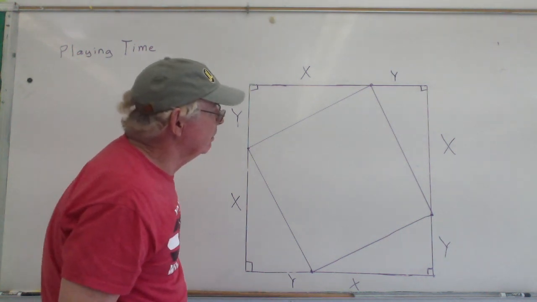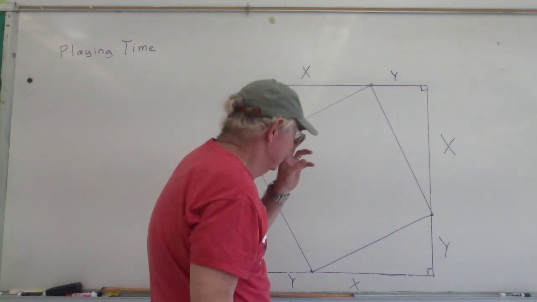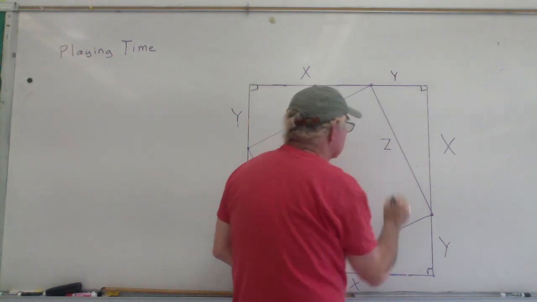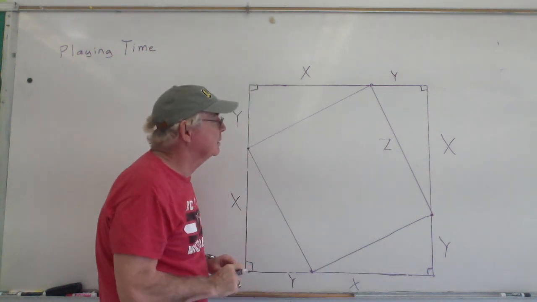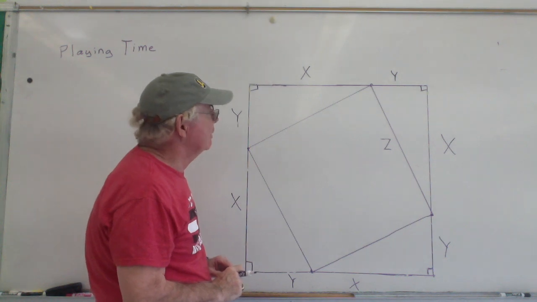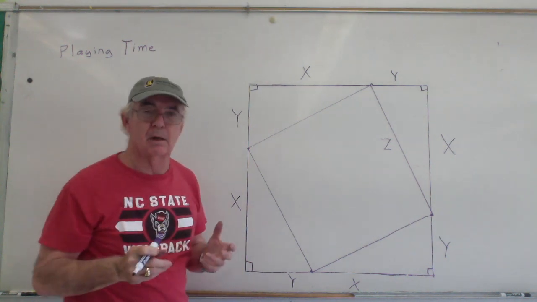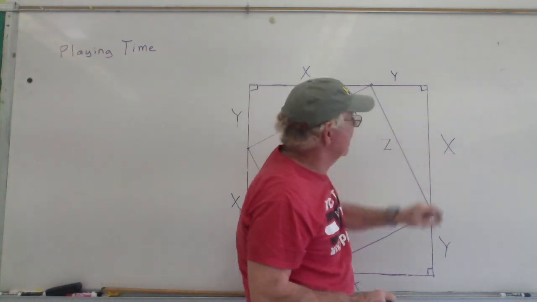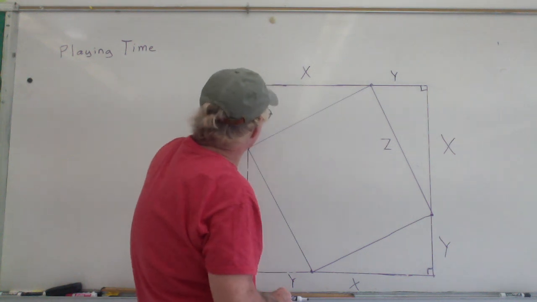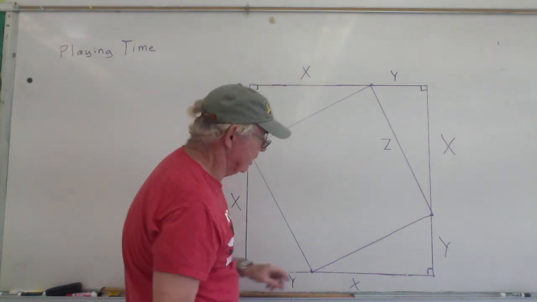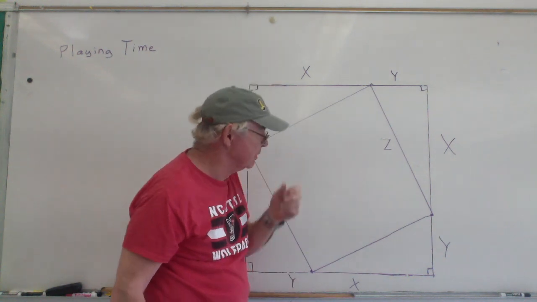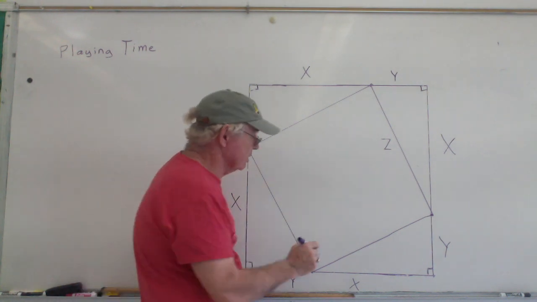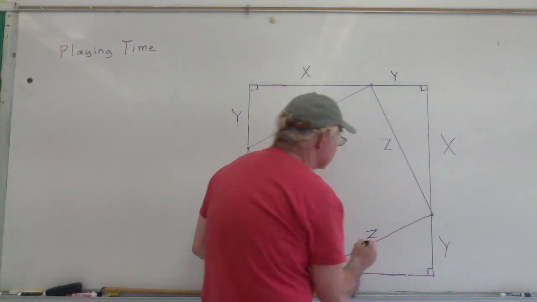Now, what I decided to do is, I don't know what this side is, but we'll call it Z. And we know from triangle congruences, you got a side angle side, a side angle side, a side angle side, a side angle side. So those triangles have to be congruent. So that means those longer sides are all Z.